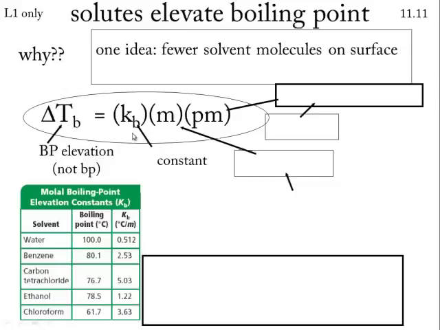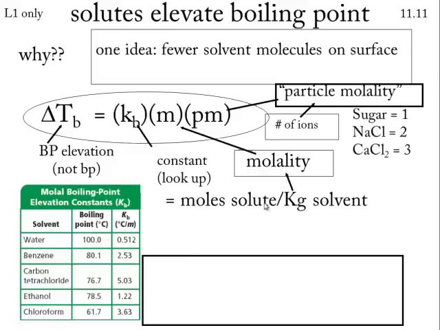K sub B is a weird one. That's a constant that you look up. See this list here? A bunch of boiling point constants, based on the solvent. Little m is the molality. Not the molarity, but the molality. That's little m, and it's defined as the moles of solute per kilogram of solvent.